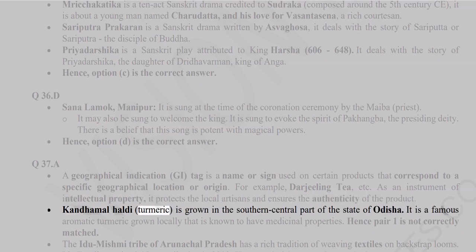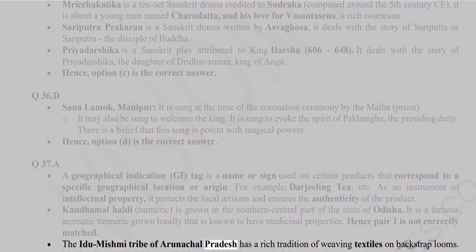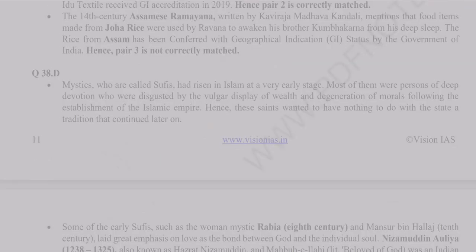Kandhamal haldi, turmeric, is grown in the southern central part of the state of Odisha. It is a famous aromatic turmeric grown locally that is known to have medicinal properties. Hence, pair 1 is not correctly matched. The Idu Mishmi tribe of Arunachal Pradesh has a rich tradition of weaving textiles on backstrap looms. Idu Textile received GI accreditation in 2019. Hence, pair 2 is correctly matched.